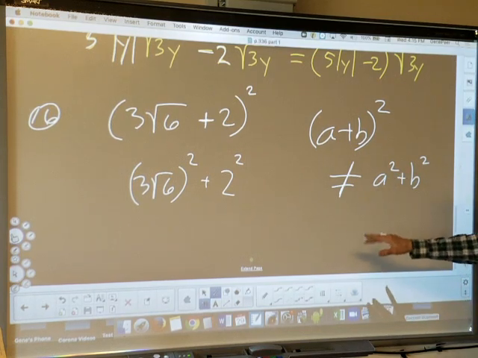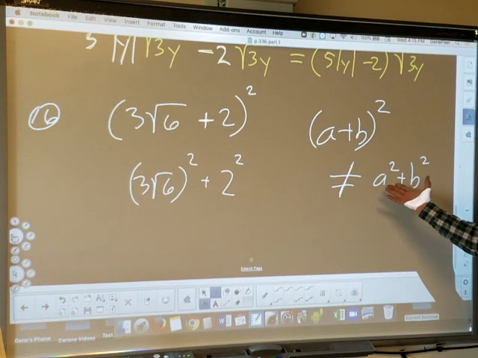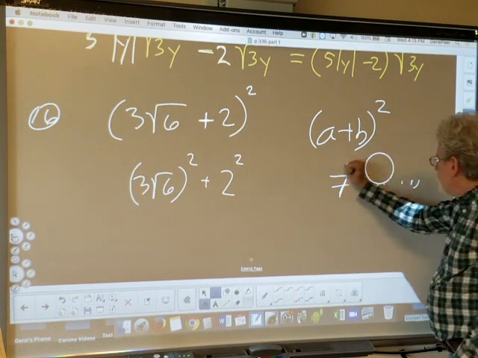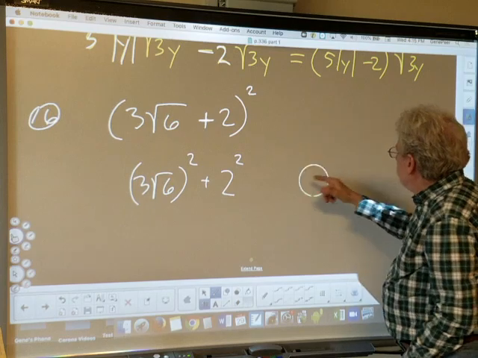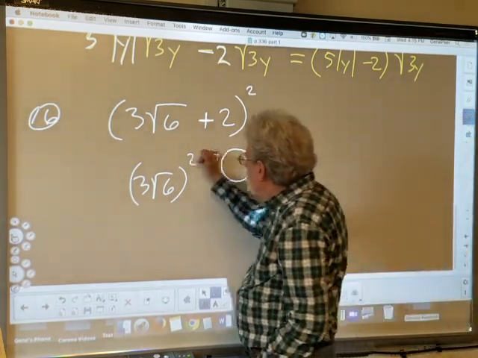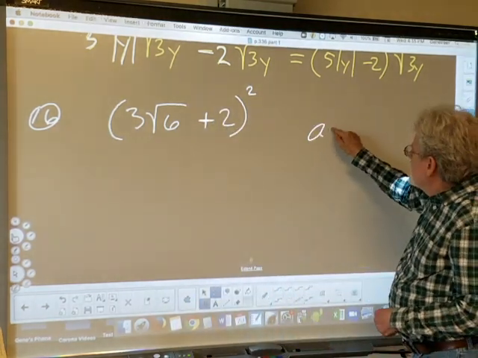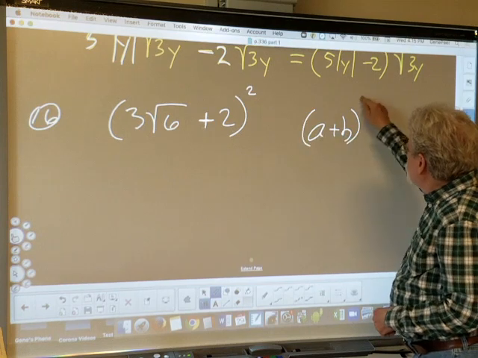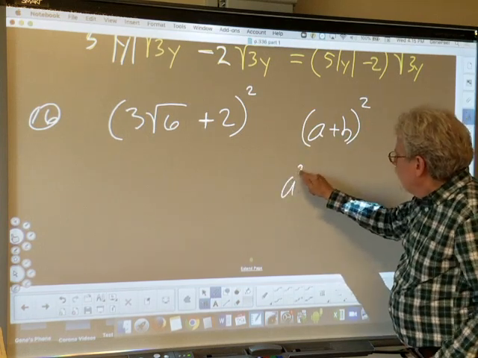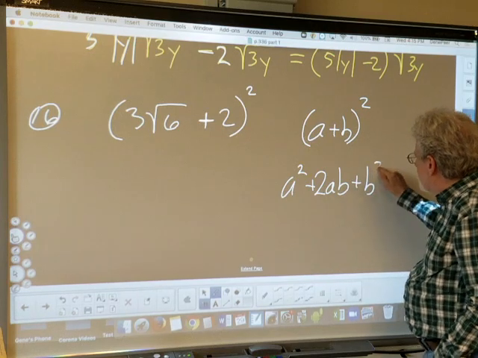We've seen that a zillion times. Some of you have tried it on tests and have messed up because you thought this was true. It is not true. Well, when I put the not equal, that becomes true. They are not equal. So what do we do? Well, let's use the old a plus b squared equals a squared plus 2ab plus b squared trick.